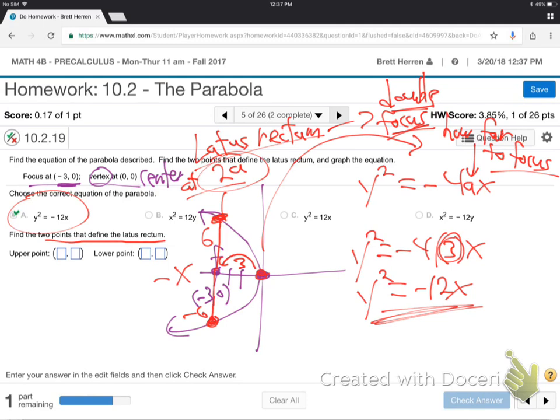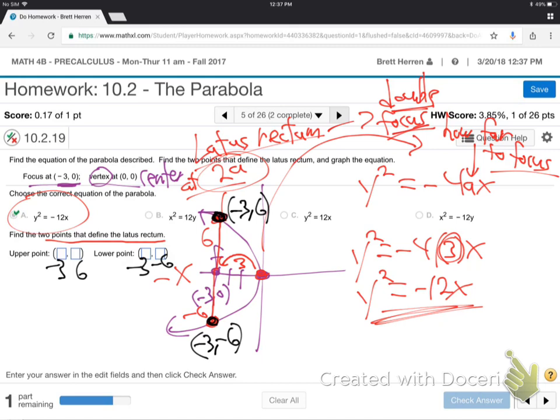So that means they want the actual coordinates. What are the coordinates of this dot right here? Back 3, up 6. What are the coordinates of this dot here? Back 3, down 6. So upper point, back 3, up 6. Lower point, back 3, down 6. Everybody seeing that?